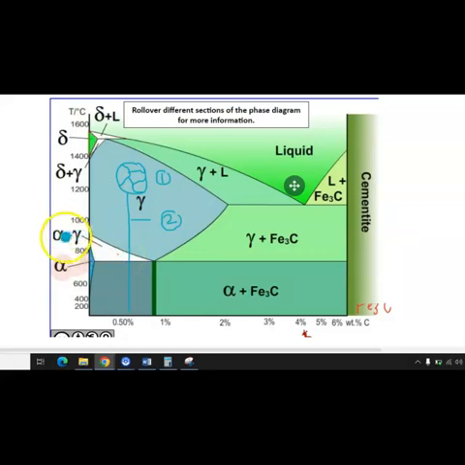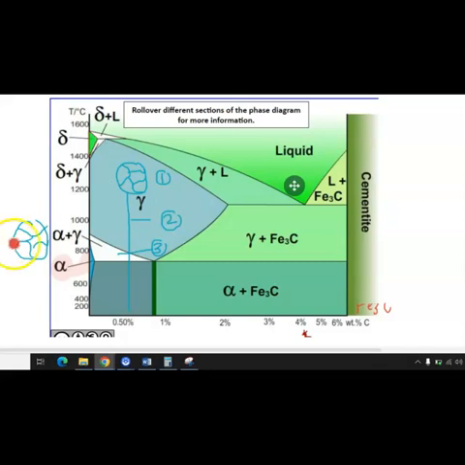How do I know? Because look here, austenite. The austenite starts converting into alpha iron. The alpha iron starts to form. So the microstructure here at 0.3 looks something like that. So there will be some austenite.